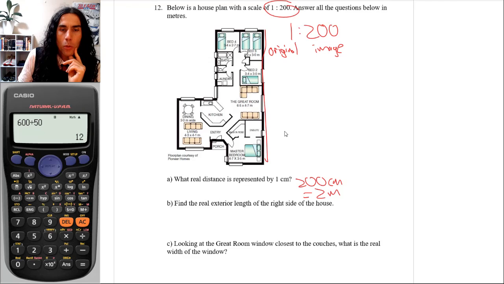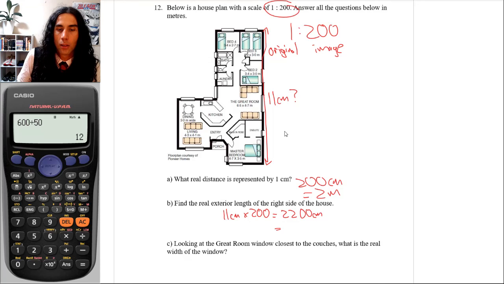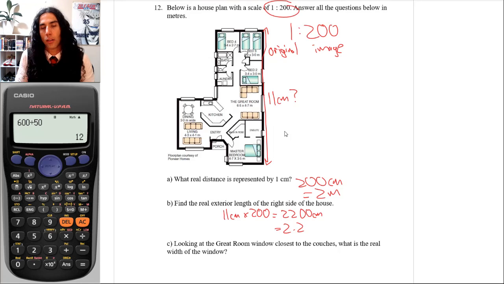Measure that with a ruler. Let's just say it's 11 centimeters. Probably more than that. So 11 centimeters times it by 200. 22 and 2 zeros after it. It should be 2.2. That doesn't sound right. 22 meters. I was going to say 2.2 meters, and it's like, that ain't right.